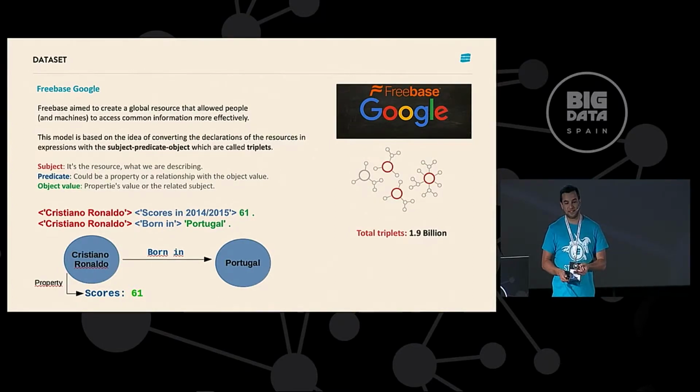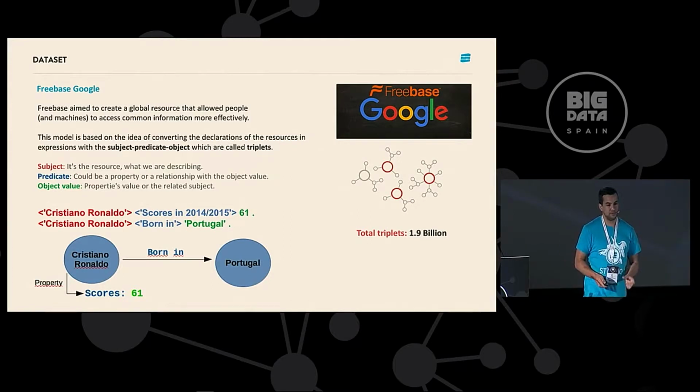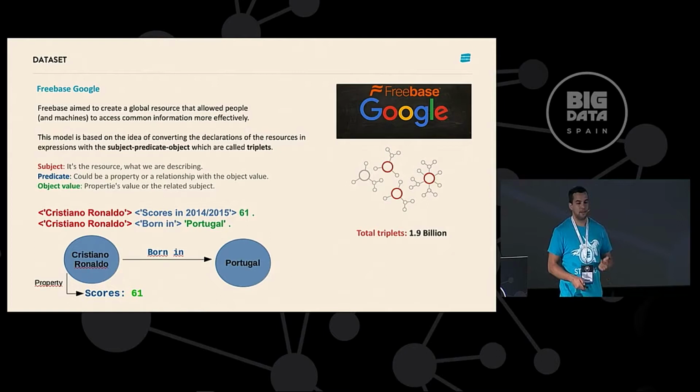This database is compressed in the RDF method. This method will show the information through a triplet. A triplet is composed of three main components. Subject, which is a resource, what we are describing. The predicate could be a property of this subject, or maybe a relationship with another subject. And finally, the object value is a property of this value or the subject which is related. So every row of the dataset will show us a different aspect of the subject we are studying.